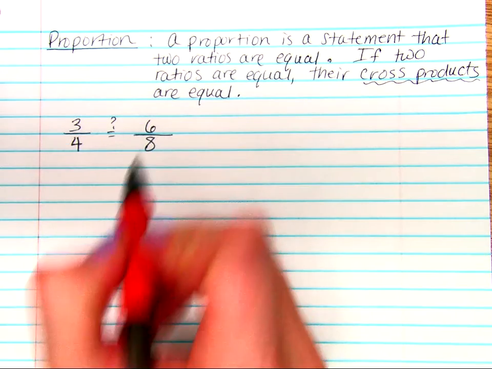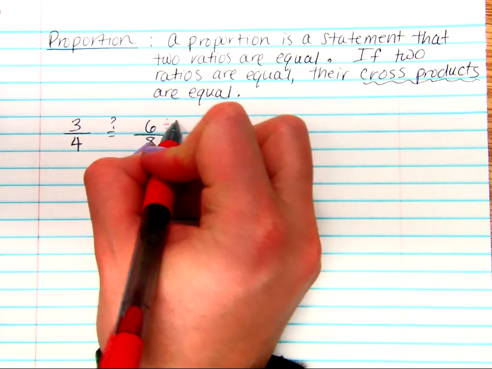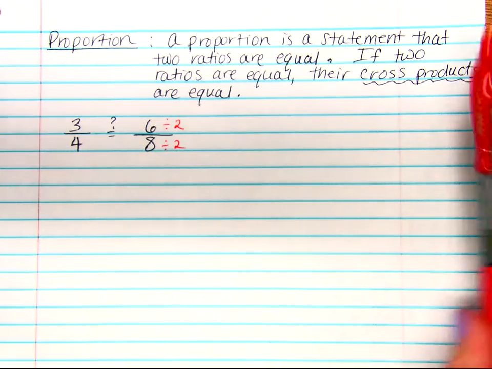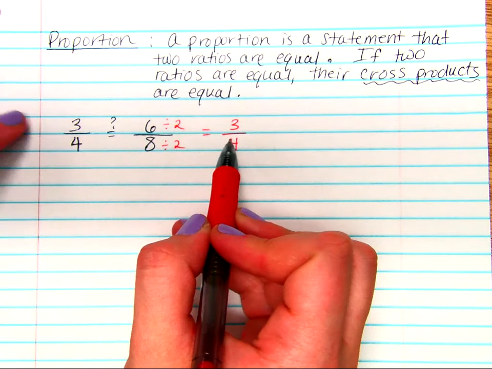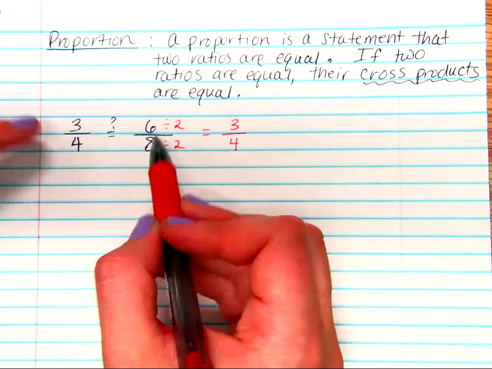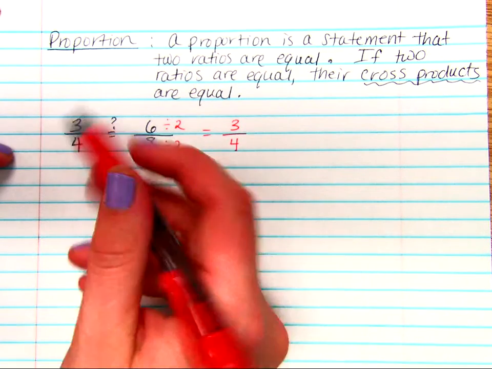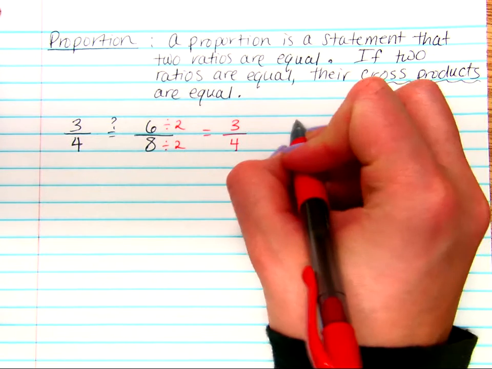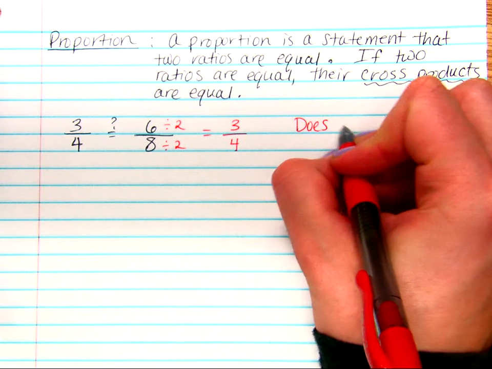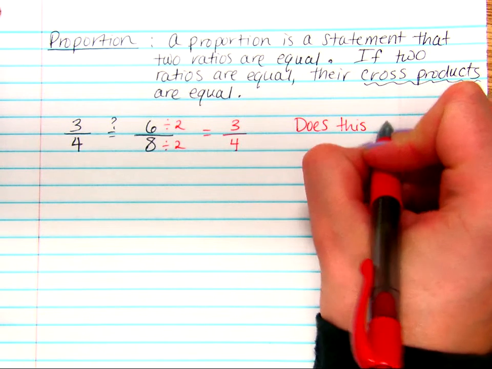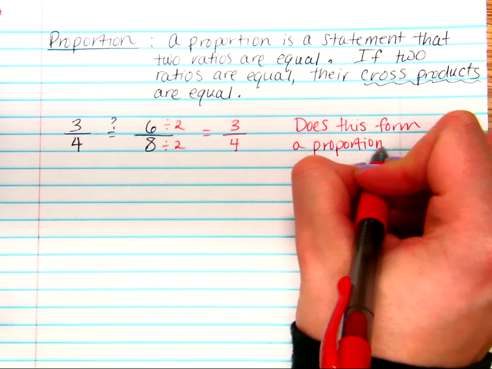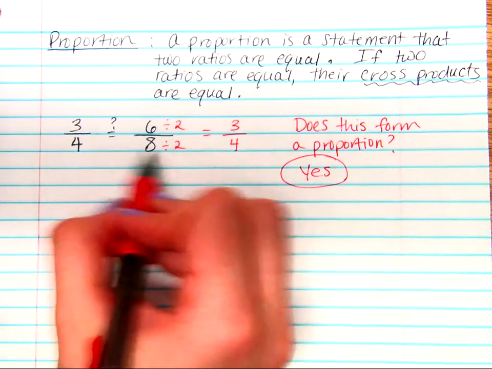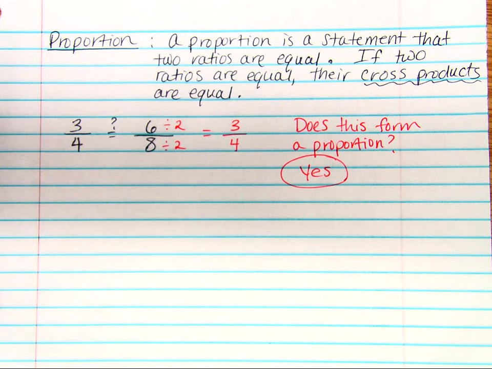If I were to simplify 6/8, I could divide both of these by 2, by 2, and I end up with 3/4. So actually, if I simplify this, I get 3/4. That tells me that these are definitely equal because simplifying doesn't change the value at all. So if I were to be asked, does this form a proportion? My answer would be yes, because the two fractions are equal. So if I can simplify one to get to the other, they are equal.